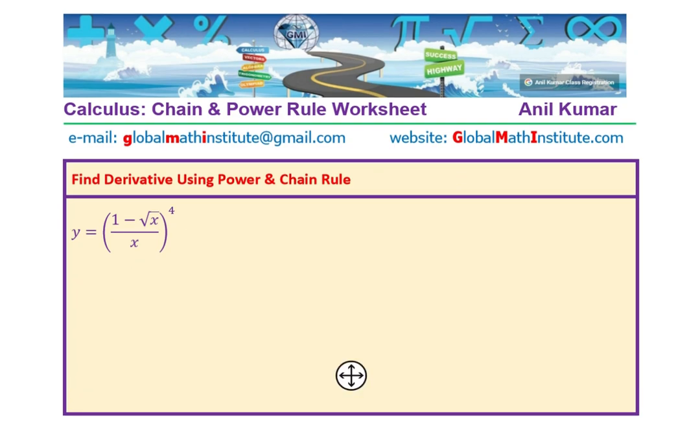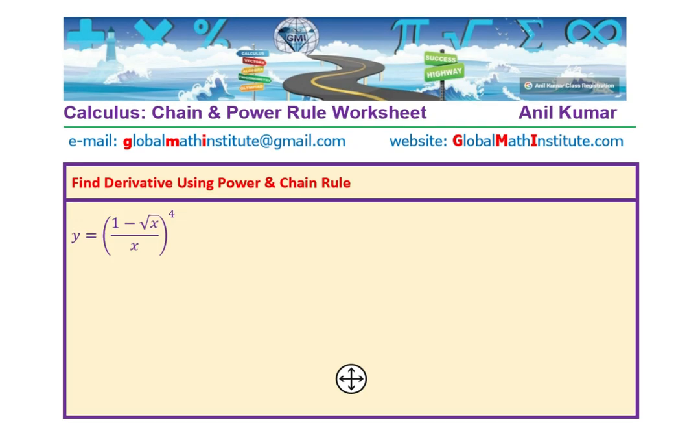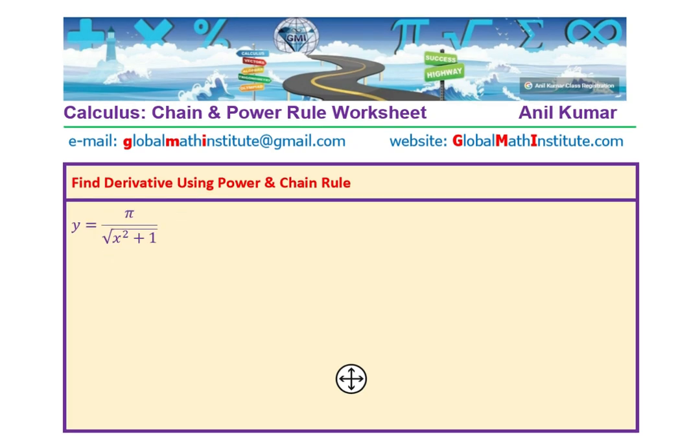Now let's move on and take up next question, which is y equals to pi over square root of x squared plus 1. Now how am I going to solve this? Now in this case, pi is a constant. You remember, pi is a constant. Correct. So let's use u as equal to x squared plus 1. Correct.